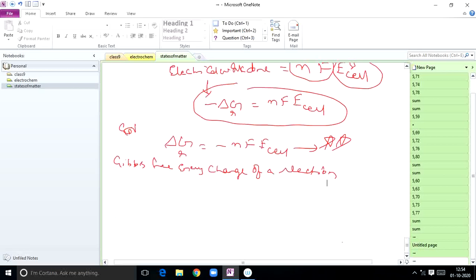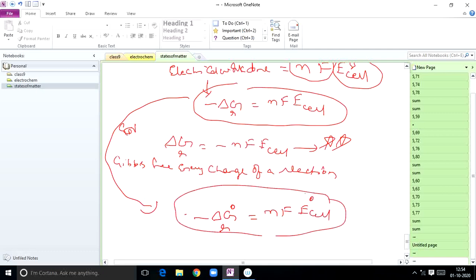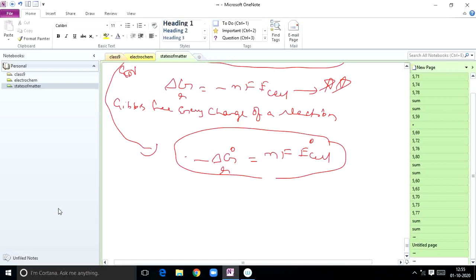Next, in the same manner, if the same equation is applied under standard conditions, delta G naught R is equal to nF into E naught of the cell. So this is also important, students. Here in this expression, E naught cell represents the standard EMF of the cell, that is the EMF of the cell measured under standard conditions.